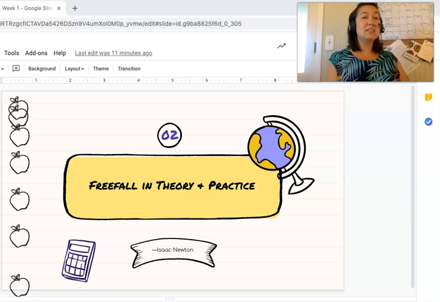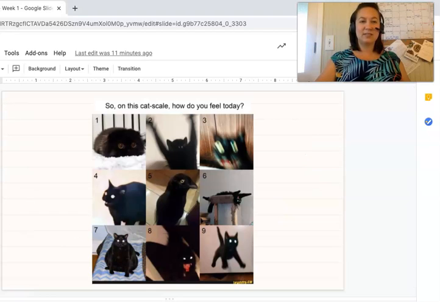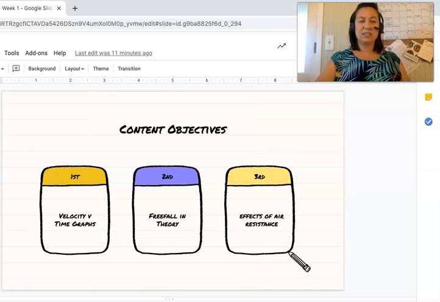Whether you missed class today because of the SATs or you just want a video recap of the things that we did in class today, you've come to the right place. So I'm going to skip through lots of things that you can look up in the slides on your own, like this CAT scale, like our content objectives.